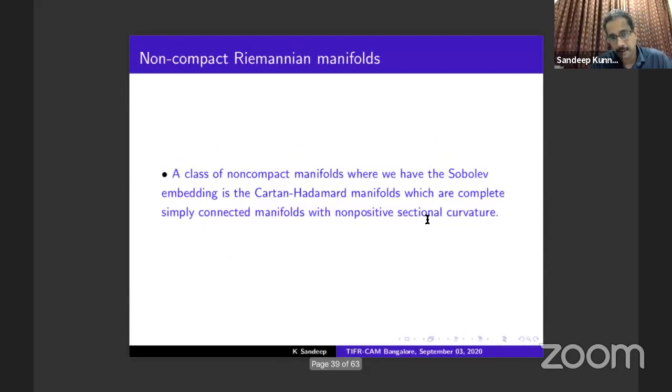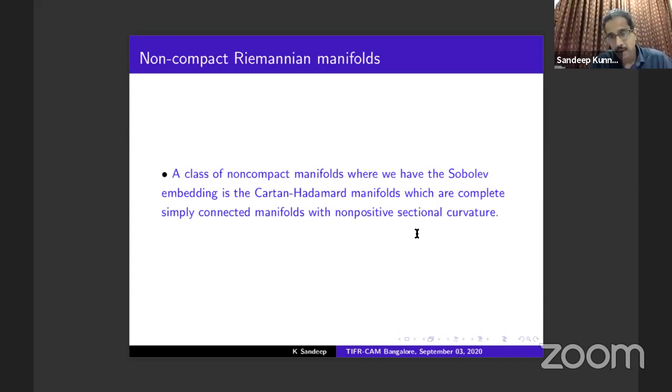So one of the manifolds in which you have plenty of Sobolev inequalities, like in the Euclidean space, is the Cartan-Hadamard manifold. A class of non-compact manifolds where we have the Sobolev embedding is the Cartan-Hadamard manifold, which is nothing but a complete, simply connected Riemannian manifold with non-positive sectional curvature.